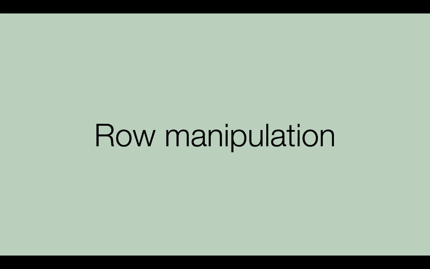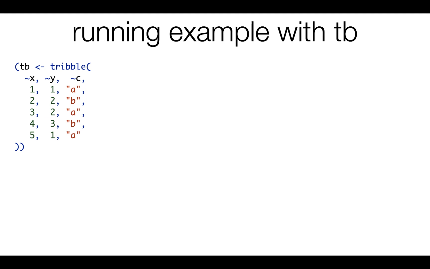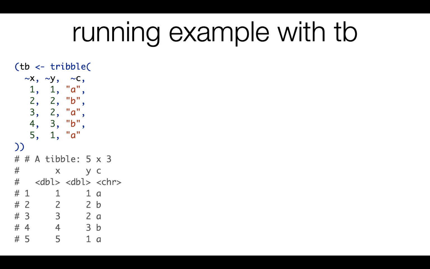In this video, we're going to talk about dplyr's functionality for row manipulation. We're going to start with this tibble, and this is going to be our running example for this entire video. It's just a simple tibble. It's called TB. It has 3 columns, X, Y, and C. X and Y are both numeric, and C is a character vector. So when it prints out, it looks like this.